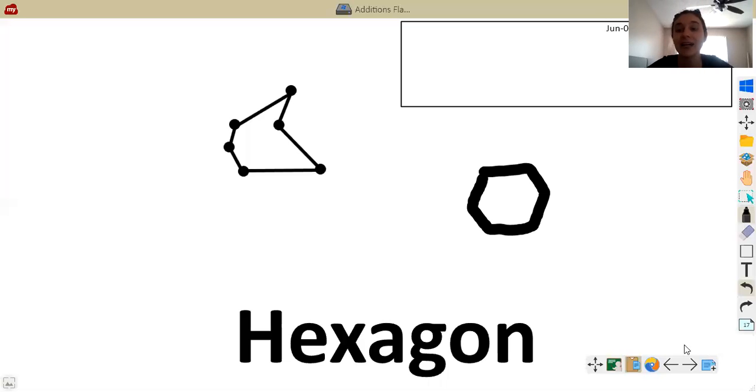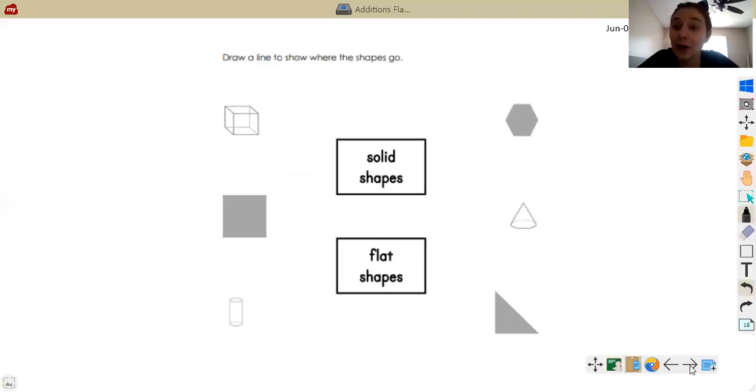All right, scholars, it is now time for our exit ticket, which means you are going to pause the video and go to our Google Classroom, complete the exit ticket on your own, and then come back and check your work. Today's exit ticket is actually a little bit of a review of a lesson that we learned earlier this year. In this exit ticket, you're going to draw a line to show where the shapes go. So you have solid shapes, and then you have flat shapes.